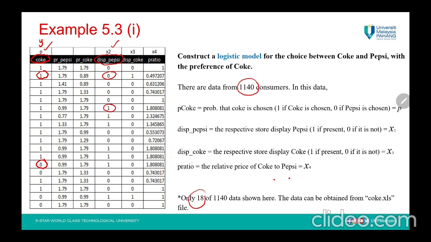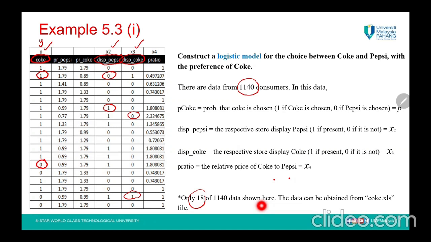So now the next, display Coke. Display Coke, the next data given, means the respective store displays Coke. 0 in this data means Coke is not present. 1 here, let's say 1 means that Coke is present. And this is denoted by X3.